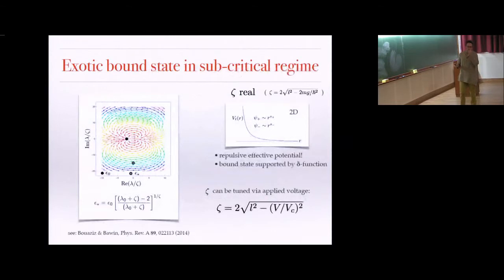There's also an exotic bound state. Even in the case where you don't have fall to the center, this delta function potential always has a single bound state associated with it. So you get a bound state even when the wave function is actually repulsive, when you can't penetrate through this angular momentum barrier. And you can control this in this wire experiment by basically the voltage. You can control the size of this bound state.